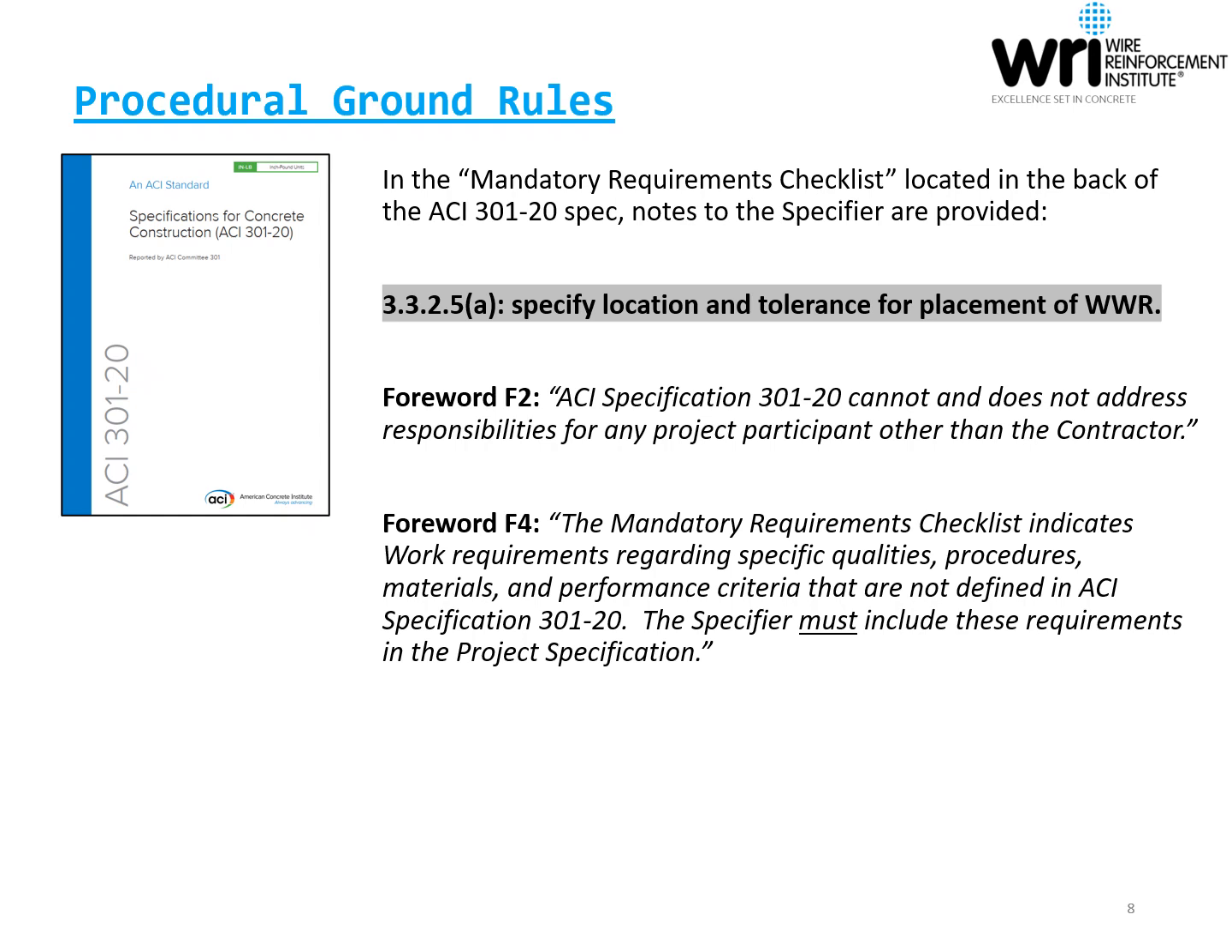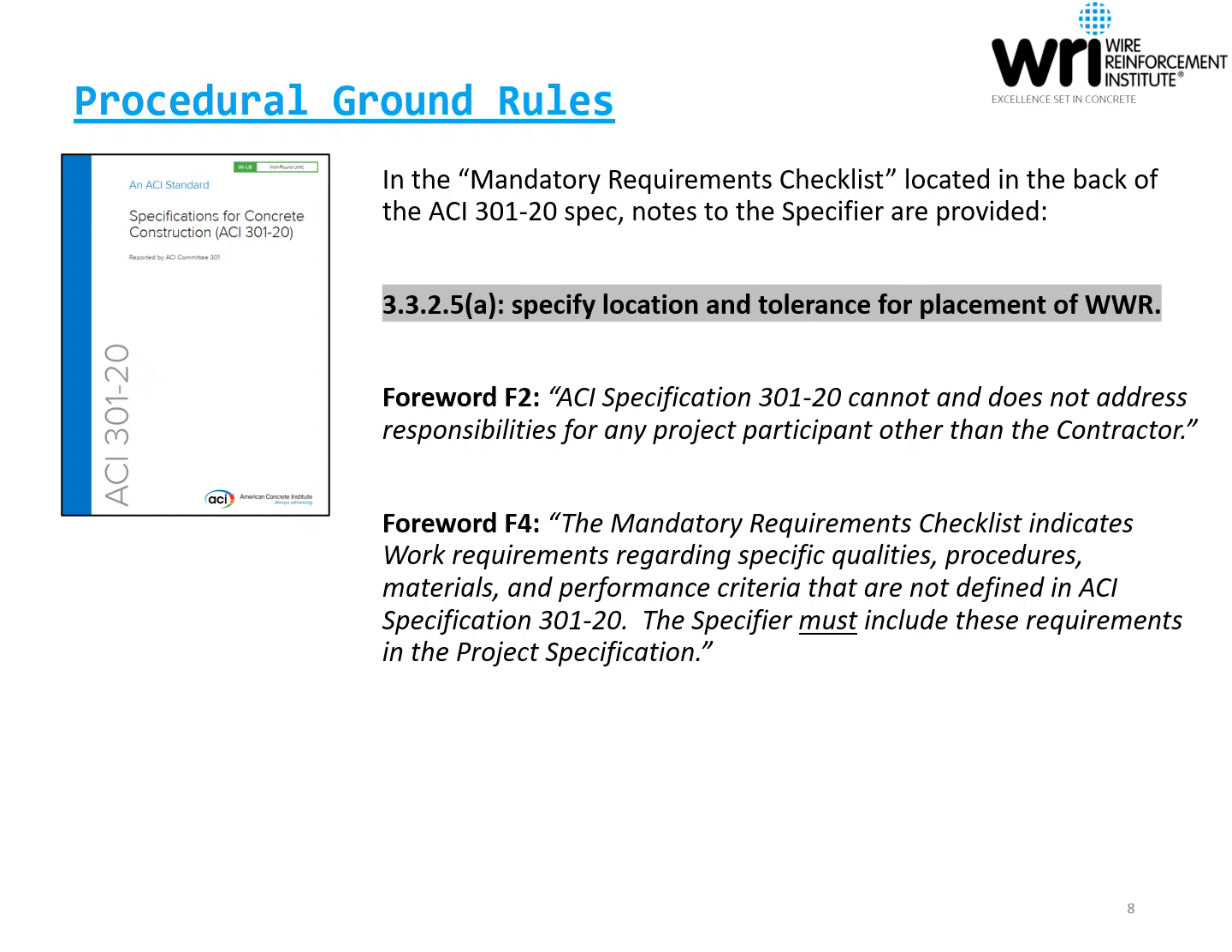As we move into the procedural ground rules of reinforcement support, ACI 301 is a good place to start. In the mandatory requirements checklist located in the back of ACI 301, notes to the specifier are provided. Section 3.3.2.5a of the checklist states to specify location and tolerance for placement of welded wire reinforcement.